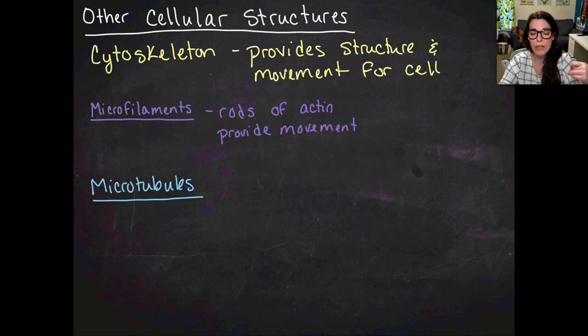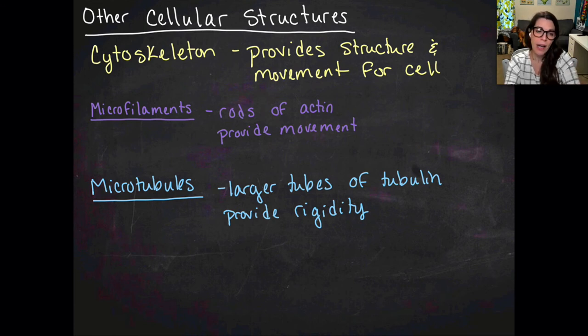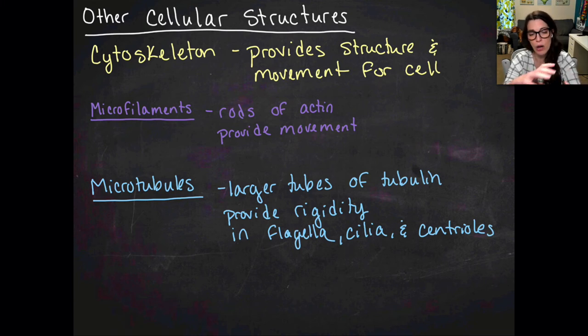Then there's microtubules, and those are larger, and they're tubes of a protein called tubulin, which is at least helpful. I mean, you can at least remember that, right? And they provide rigidity to the cells to kind of help keep that shape. And they are also in flagella and cilia and centrioles, because those are all structures that need to have kind of a rigid shape to go ahead and do their job. They can't be all mushy. Otherwise, they wouldn't actually work to provide any kind of motion. So think of the microtubules as sort of the bones of the cell. They're not really the bones of the cell, but if that helps you, it helps you.